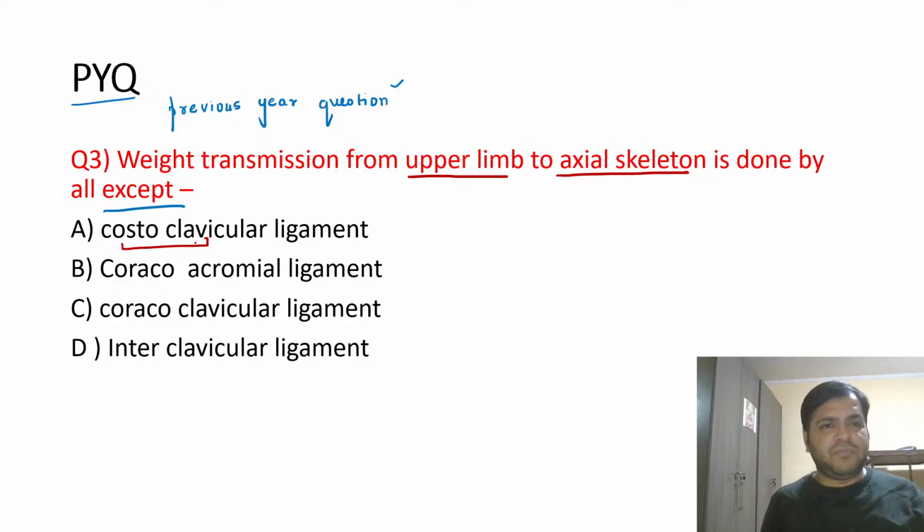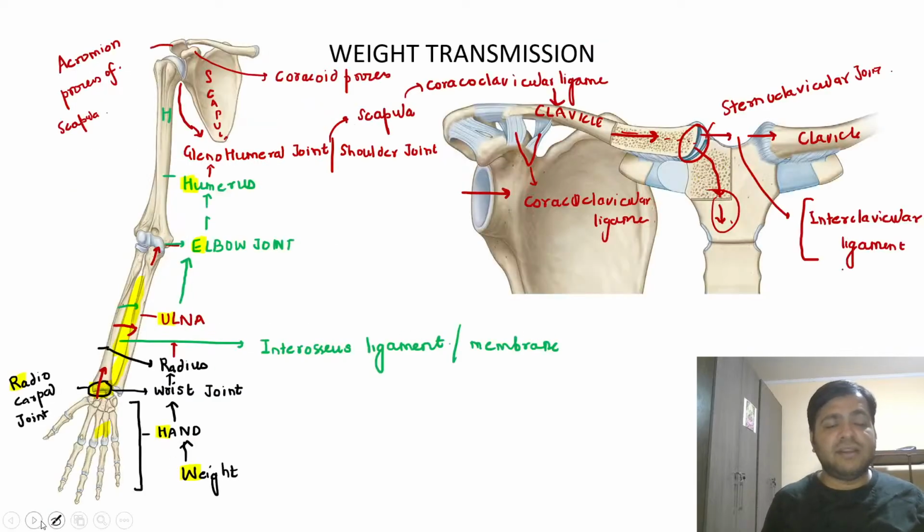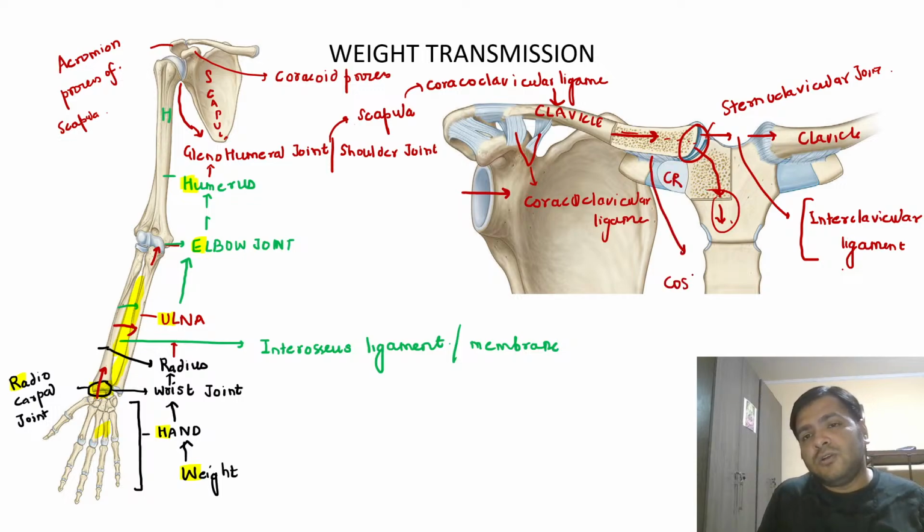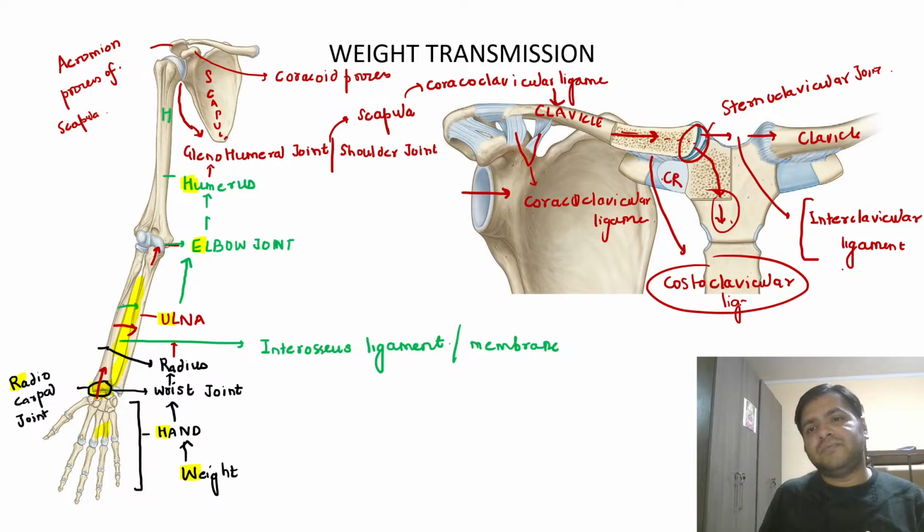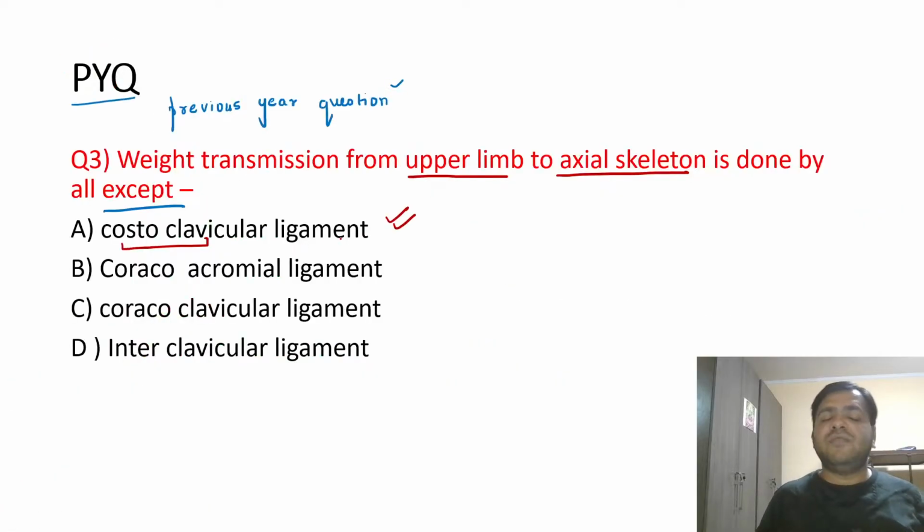There is a ligament called the costoclavicular ligament. Costo means we have this ligament between the costal rib and the clavicle. A little amount of weight can go from the clavicle to the rib, which is part of the axial skeleton, through the costoclavicular ligament. So the first option is absolutely correct.